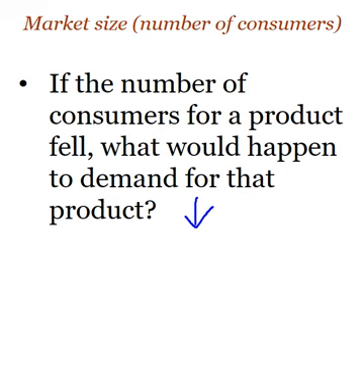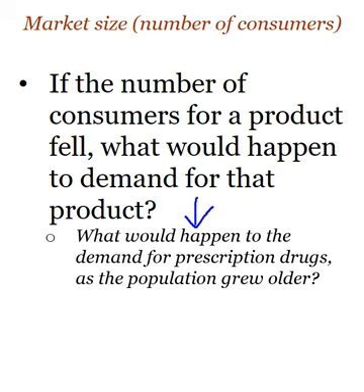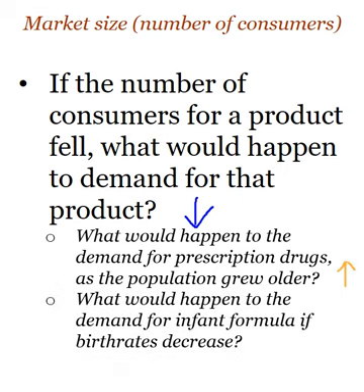Now I'm going to do those italic examples that you have on your notes. I went ahead and put them in here so that I would remember. What would happen to the demand for prescription drugs as the population grew older? In that case, the market size is increasing. If we have more elderly people, the demand for prescription drugs would increase, right? Fair enough, simple enough. The next one, what would happen to the demand for infant formula if birth rates decrease? So we have fewer babies, and so the demand for infant formula would decrease.